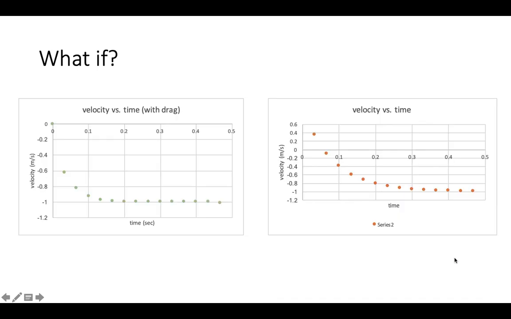For the what if question, we can see from these two models, one that starts at rest and one that starts with an initial velocity, that the terminal velocity remains the same when an object is thrown downwards. We can see in both of these graphs that the object reached terminal velocity at about -1 meters per second.